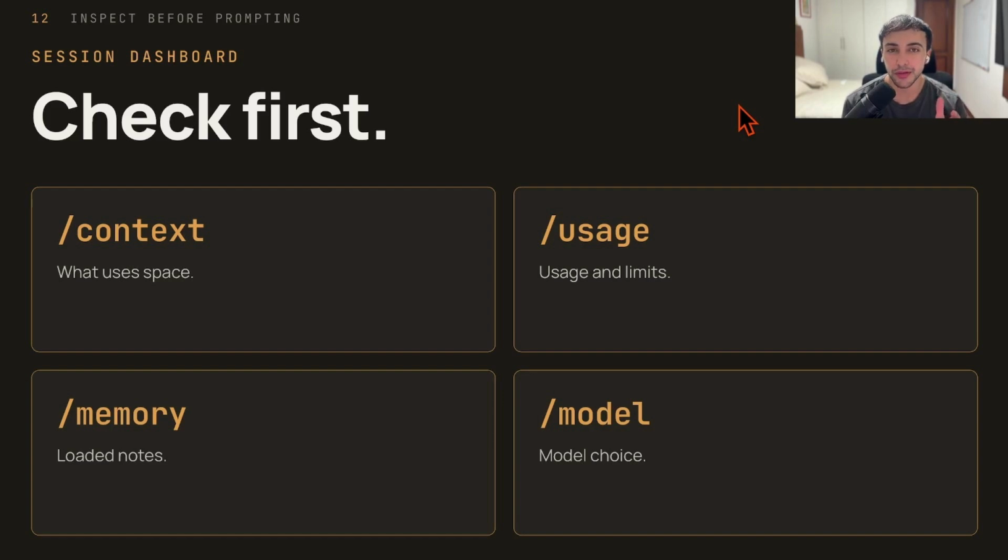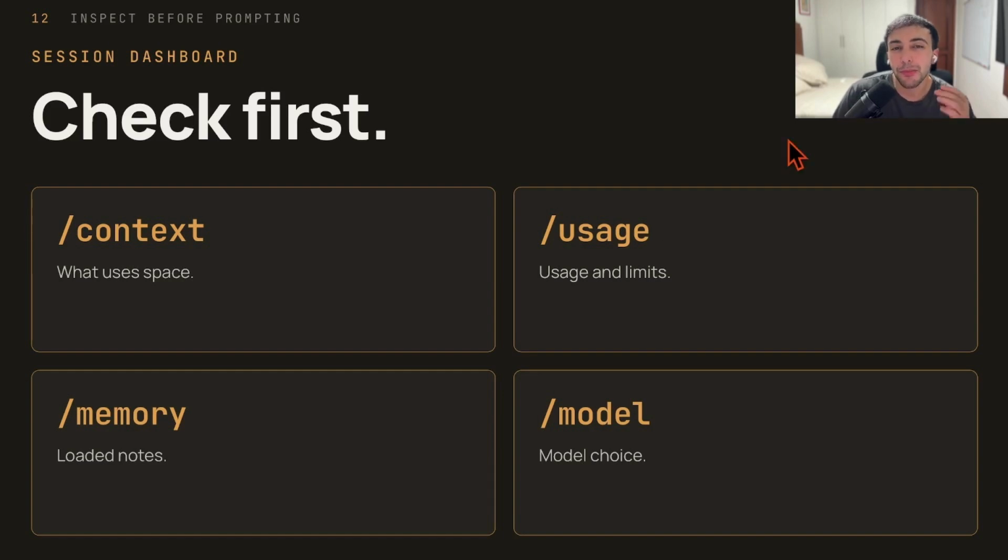/usage is different. It shows where you're at against your plan's usage limits or rate limits. Basically, it helps you see how much room you have left to keep using Claude Code. It doesn't tell you whether this session is crowded, and it is not your exact bill.